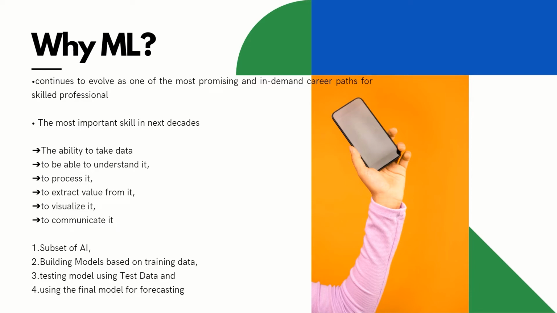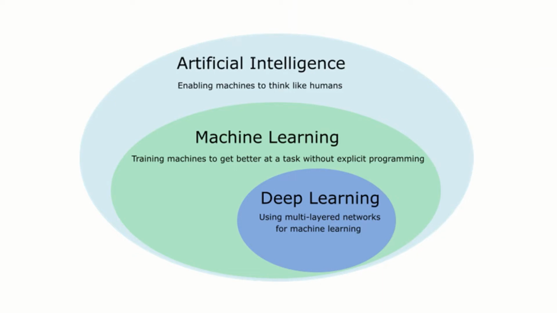This is simply how we can understand the concept and the usage of machine learning. Artificial intelligence is enabling machines to think like humans. Then machine learning, which becomes the subset of artificial intelligence, means training machines to get better at a task, so you can get better performance from the machines. Machine learning is also a very important part of predictive analytics, or making predictions.